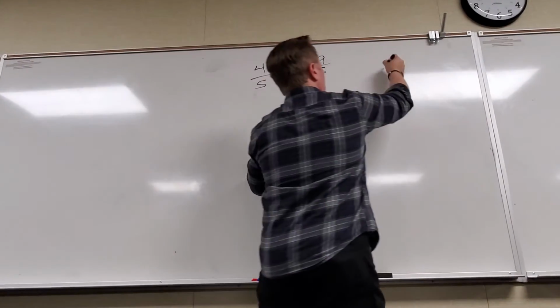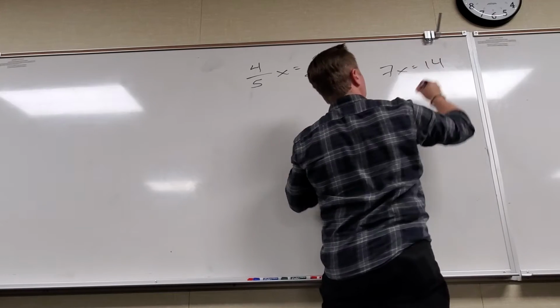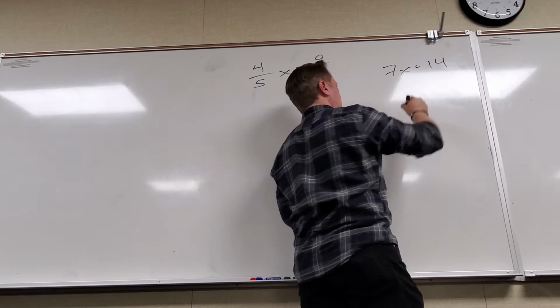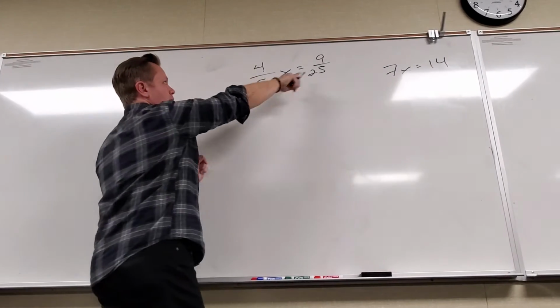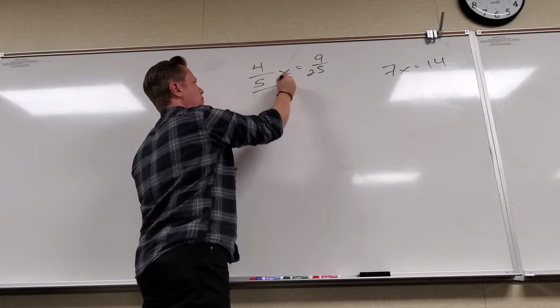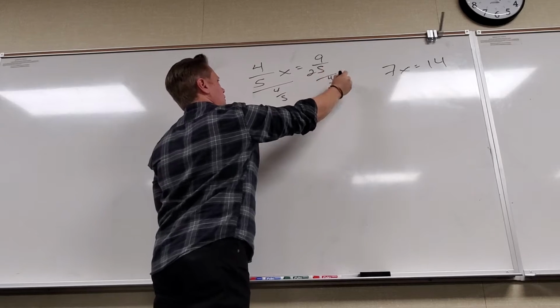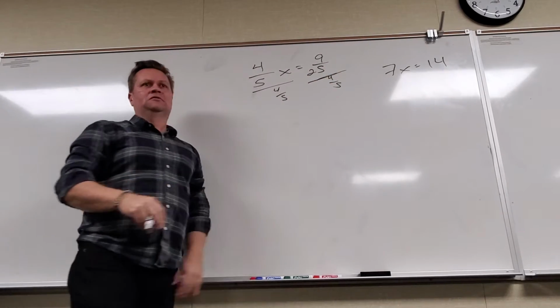So, how do you solve this equation? Divide by 7. All right. So really, I'm not saying to do this, but I want to show you. How do you solve this equation? Same way. Divide by 4/5. Does that look good? No.